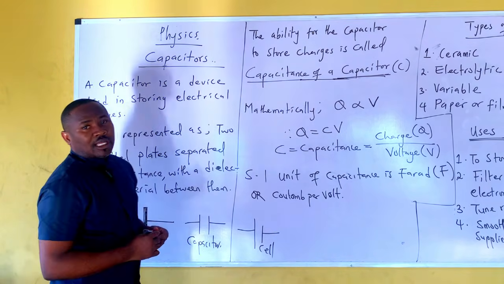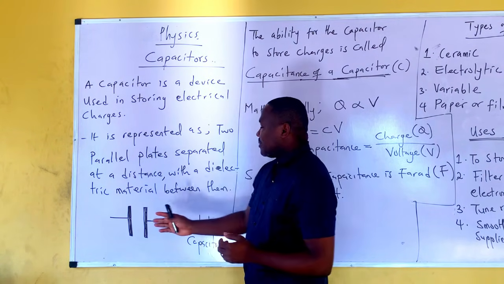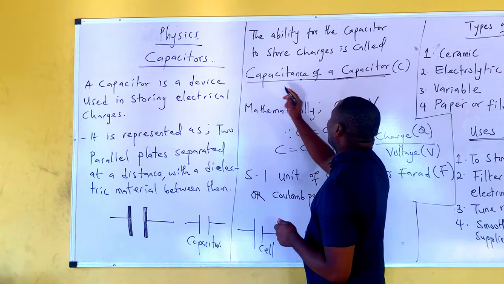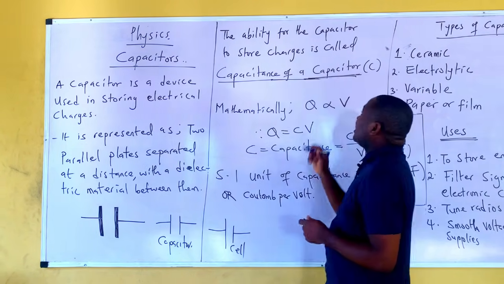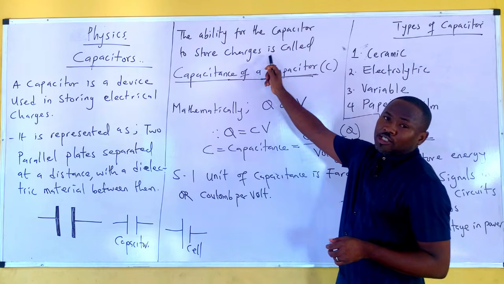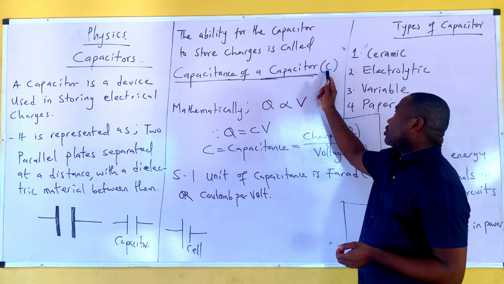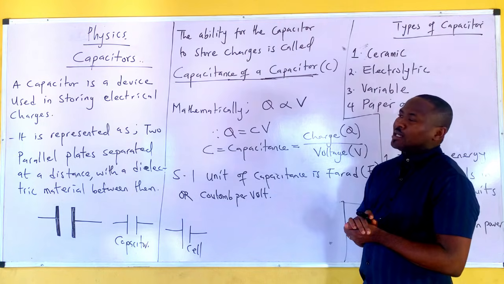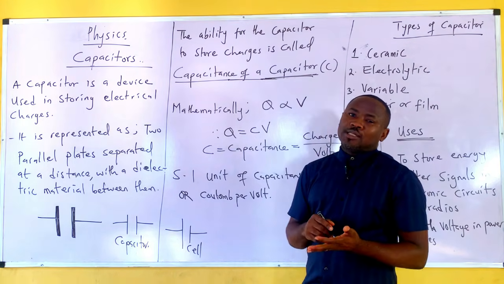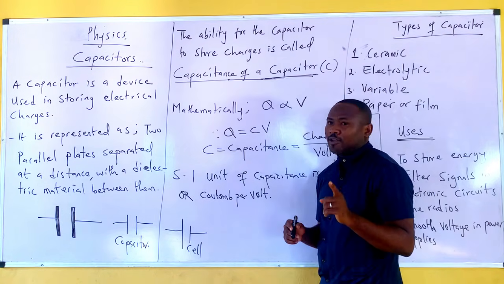So, what is capacitance? The ability for a capacitor to store charge is called the capacitance of the capacitor. And we use small letter C to represent that. Now, take note, capacitance is a scalar quantity, not a vector quantity.